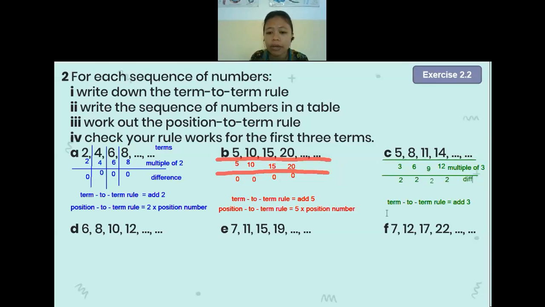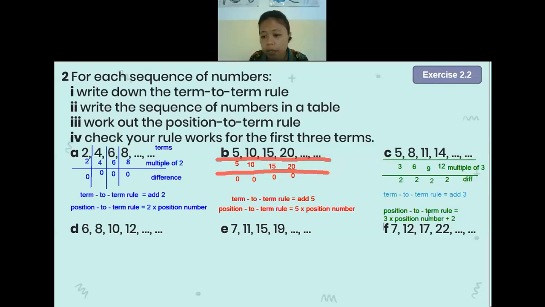So let us write the position to term rule. For the position to term rule, it will be what? Anyone want to help me? Because it is a multiple of 3, we start with 3 times the position number, and then we add how many? We add the difference. How many is the difference? 2.